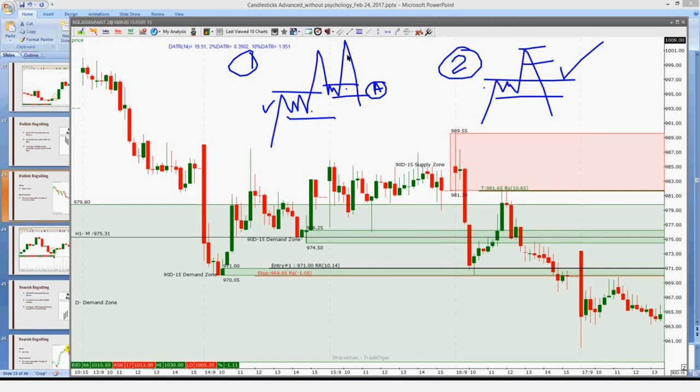Price traversed in first case near to the zone. Yes, but ultimately, when it comes to the taking trade part, I'm going to attach more weightage to this level, the source of engulf of the second zone, than the source of engulf of this zone.